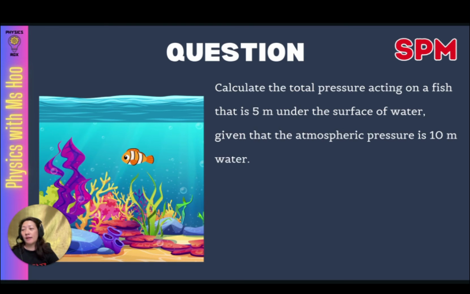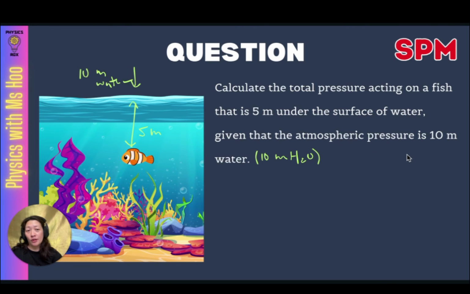So we know that the fish is 5 meters underwater, and they told us the atmospheric pressure is 10 meters water. 10 meters water, by the way, is equivalent to 10 meters H2O. Sometimes they might write the value as 10 meters water, sometimes they write it as 10 meters H2O. They're actually the same thing. So what is 10 meters water? Meters water or meters H2O is actually a unit of pressure.